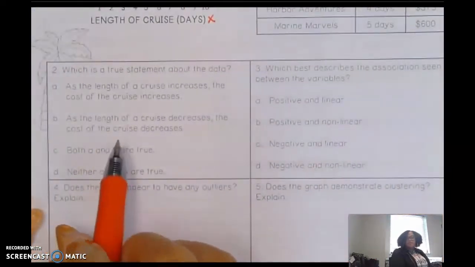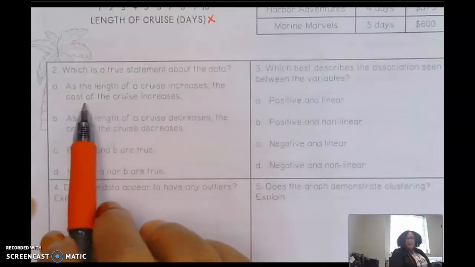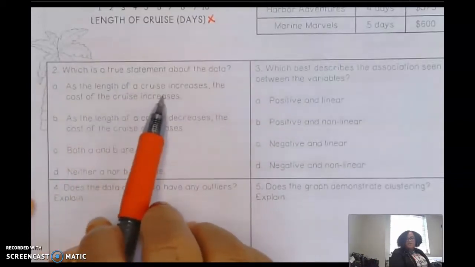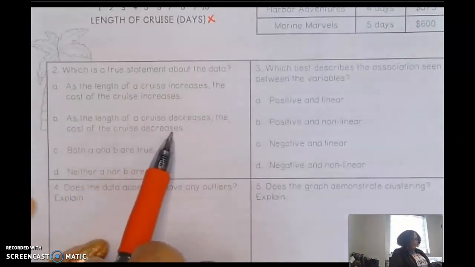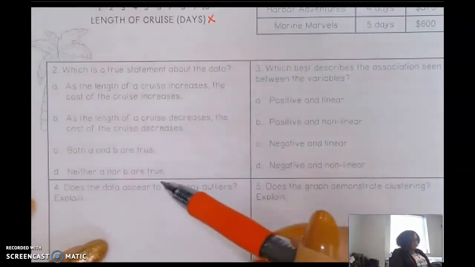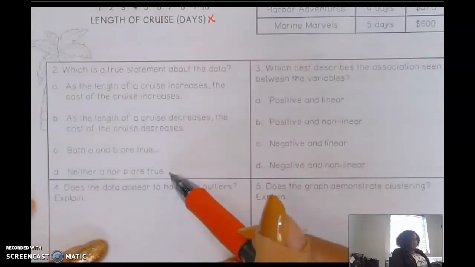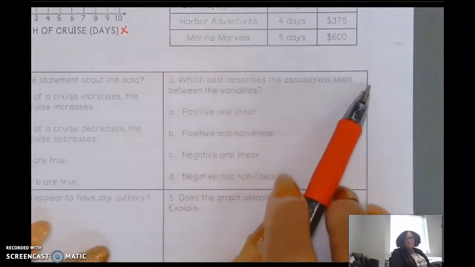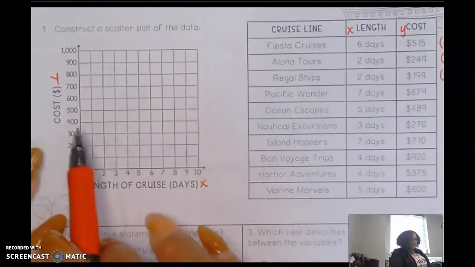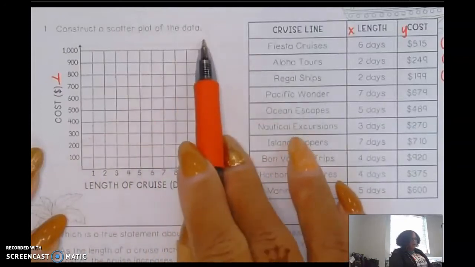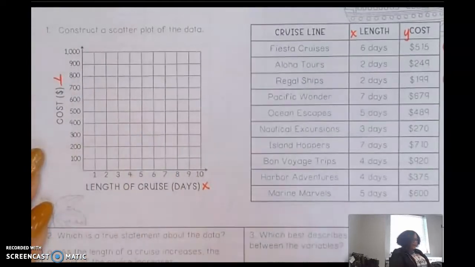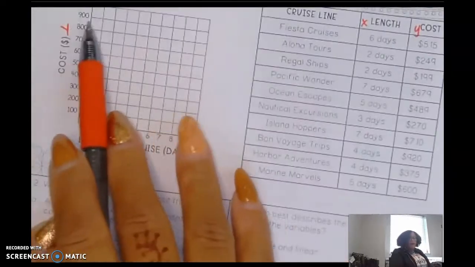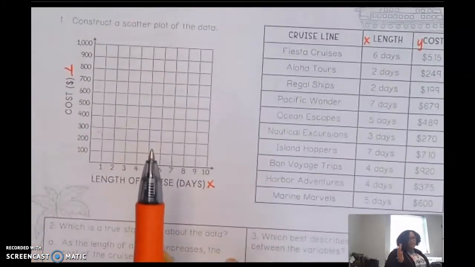Question number 2 says, which is the true statement about the data? As the length of a cruise increases, the cost of the cruise increases. Use common sense here. As the length of a cruise decreases, the cost decreases. Again, common sense. And then this says both A and B are true, or neither A nor B are true. Number 3 says, which best describes the association seen between the variables? You've got to look and see where your points are going. Are they going upward from bottom left to top right? Are they going downward from top left to bottom right? Choose the proper answer. Do they not have an association? Are they just scattered there?